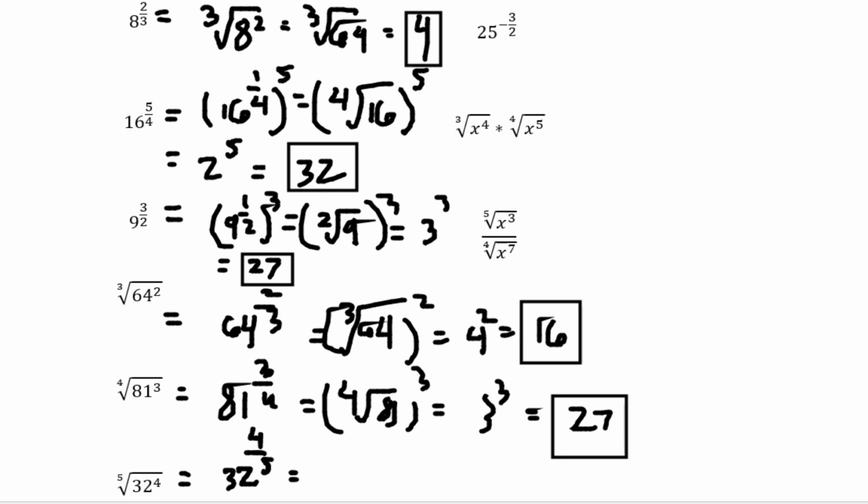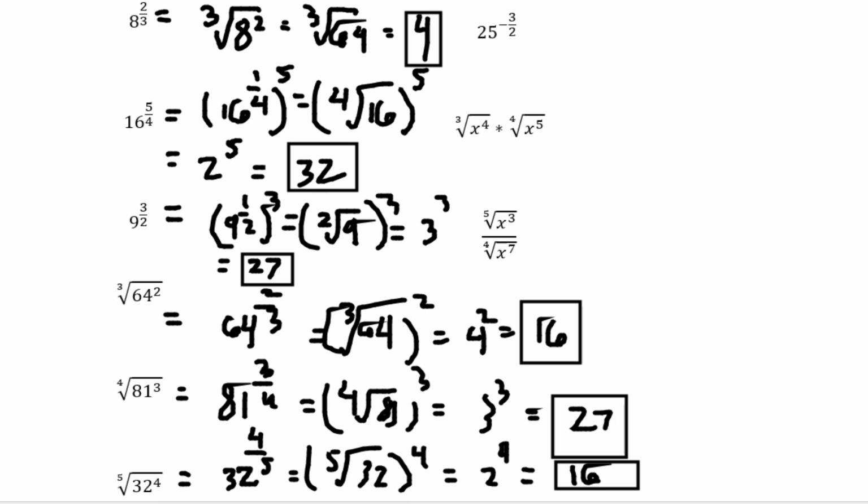Say we have the 5th root of 32 raised to the 4th power. We can turn it into a fraction. We can take out the 4 and then transform the 1/5 into a radical. So the 5th root of 32, it's going to be 2. And we can just raise it to the 4th power. It's going to be 16.